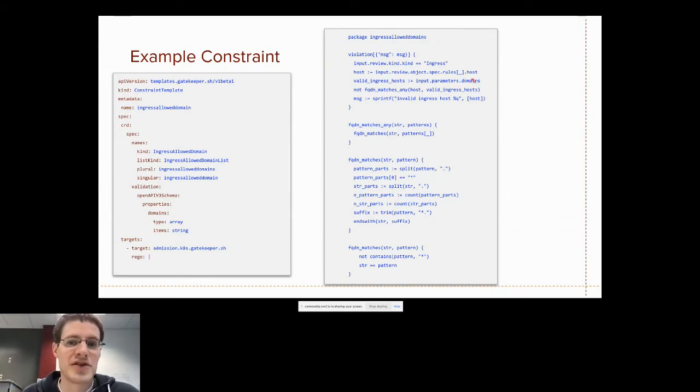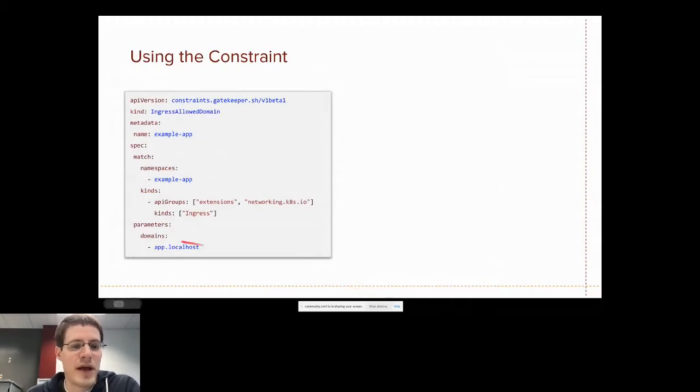So get the authorized domains and then basically match them and find out if the host on the ingress is in the authorized domain list. And we also support wildcards and that kind of stuff too. Okay. And then this is how we actually provide this parameter.